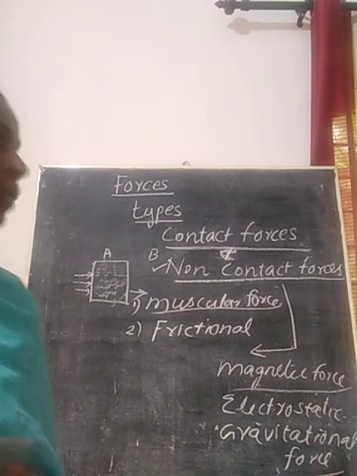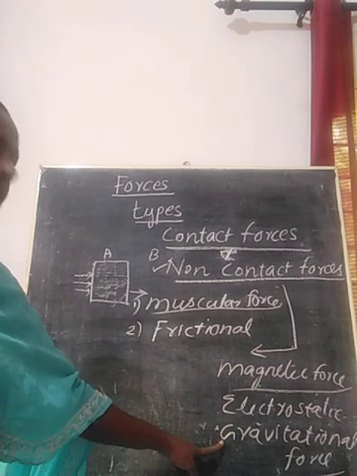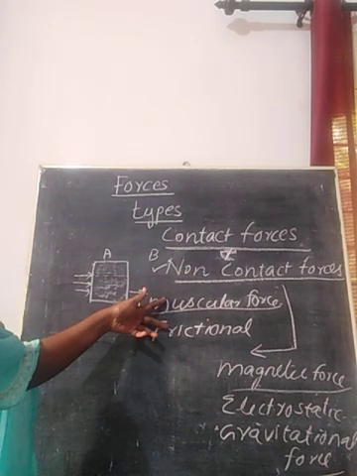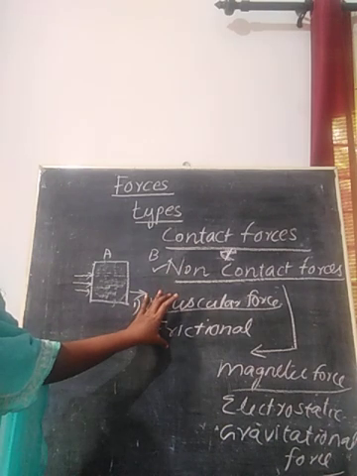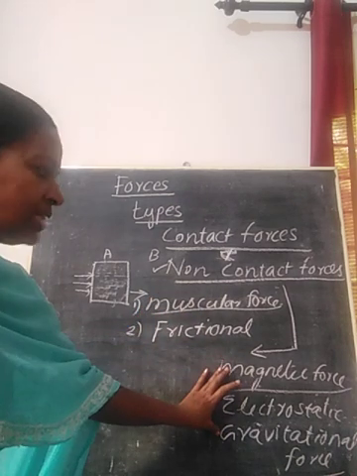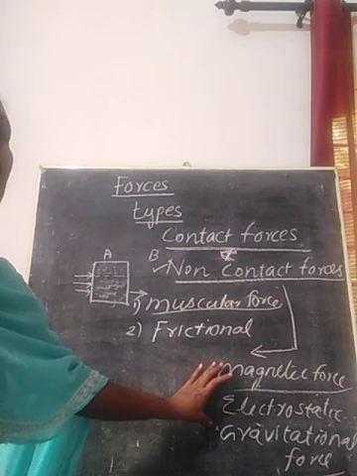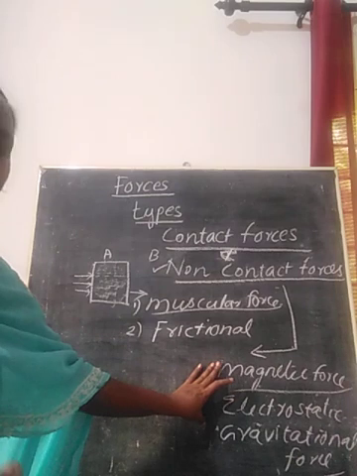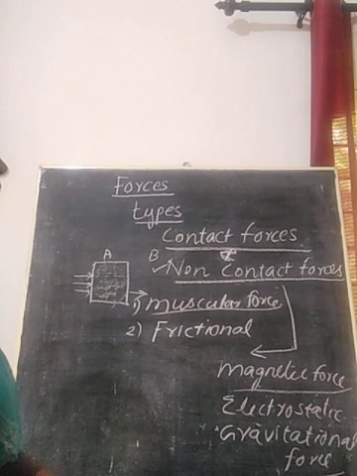Did you understand? The magnetic force is a non-contact force, electrostatic force is a non-contact force, and gravitational force is also a non-contact force. For contact forces, only two examples are given in your textbook, that is muscular force and frictional force. For contact forces, contact is compulsory. Without contact, these forces cannot be applied. But for these other forces, there won't be any contact or connection between the two objects, and the surfaces are not in touch with each other, but the forces can be applied. That type of force is called non-contact force.